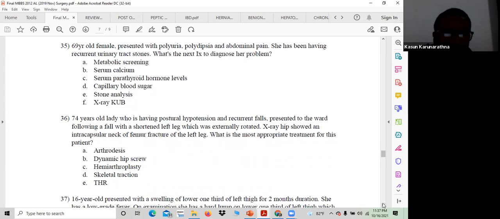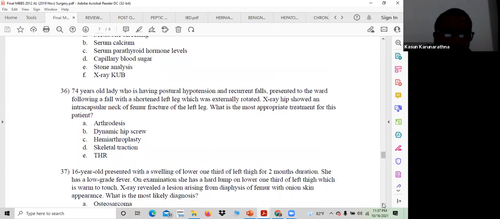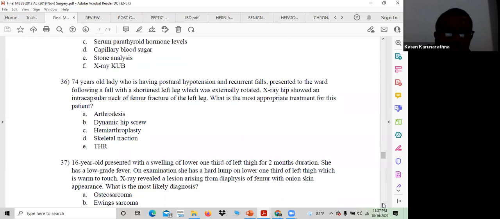Right. Then question number 36: a 74-year-old lady who has postural hypotension and recurrent falls presented to the ward following a fall with a shortened left leg, which was externally rotated. X-ray showed an intracapsular neck of femur fracture of the left leg. What is the most appropriate treatment for this patient?